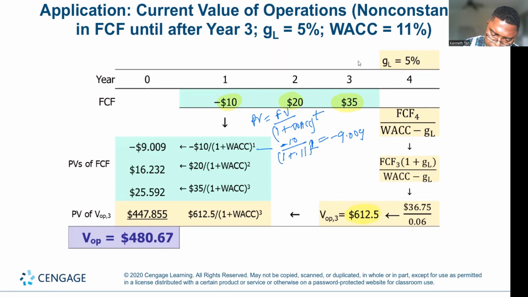So now we have this, and then we have 16.232. Then we have 25.592. So those are present values. We also calculate the present value of this horizon value, which gives us 44.785. And then we sum them up. Once we sum them up, this gives us the value of operation at time 0, which is the value of operation of the company.